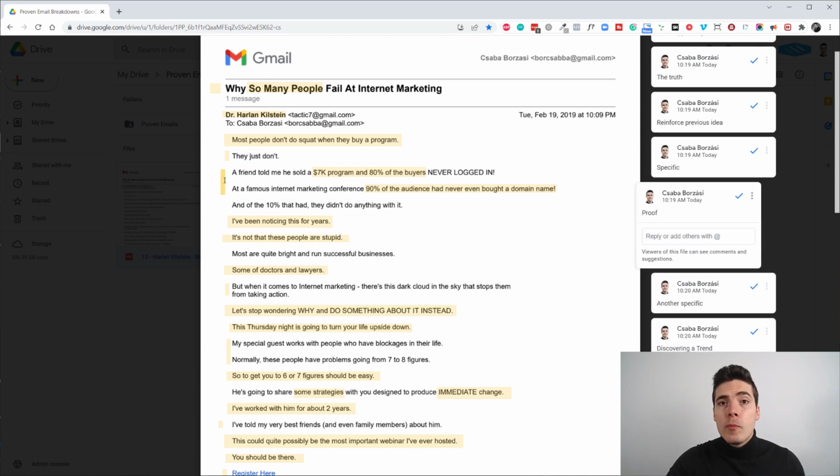So, and then we have two proof elements basically, because this is a claim, and good, especially A-list copywriters, know they have to back up every single claim with a proof element or multiple proof elements.